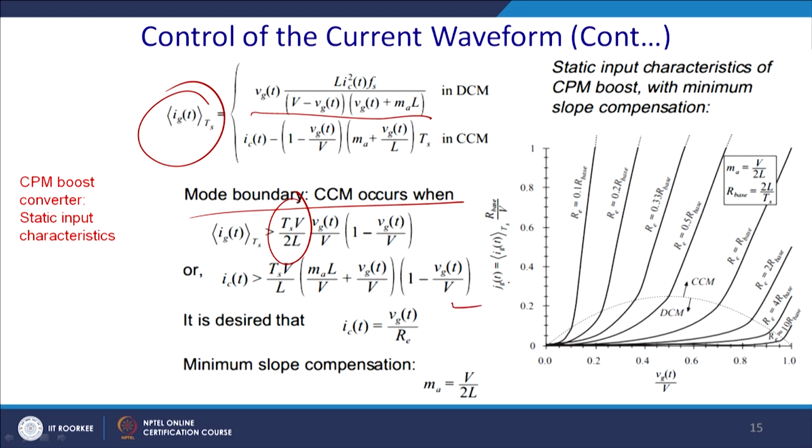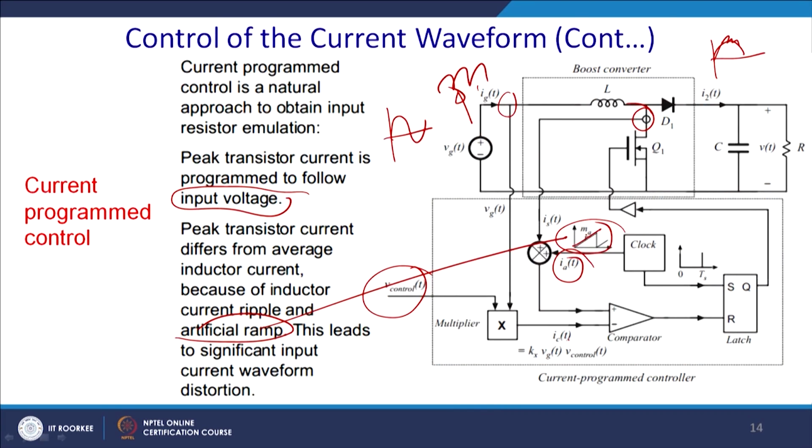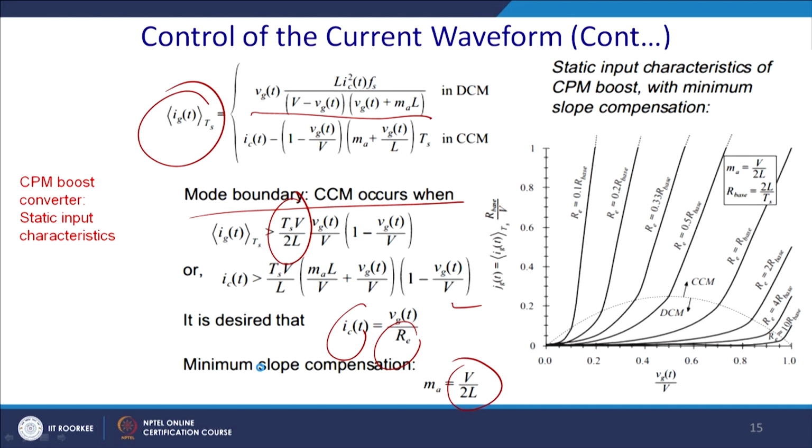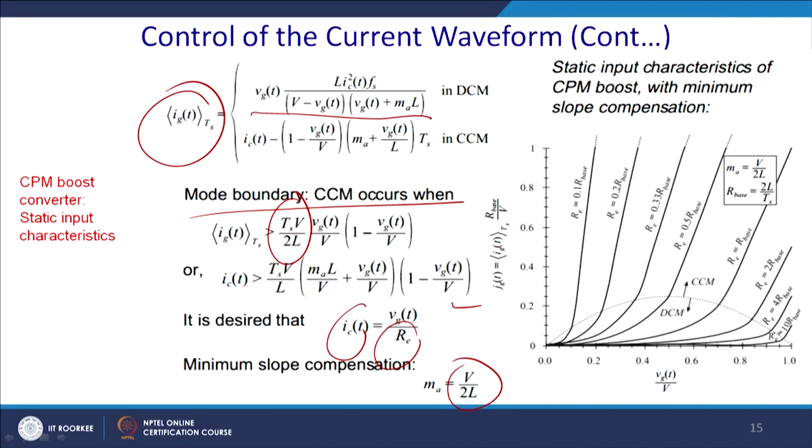So, it is desired that IC should be Vg by effective resistance Re, and multiple slope compensation MA, essentially we require to figure it out like this. The value MA which we are setting, otherwise it will lead to a distortion. So, we try to compensate for the continuous mode of operation. Ultimately MA will be V by 12. As we have seen in the previous case, same way, this is the contour of the DCM and this is the contour of CCM for various values of the Re.